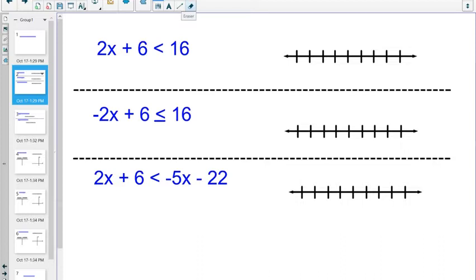The first thing is, you kind of treat the inequality like an equal sign. But I can't find my pen right now. Let's see.